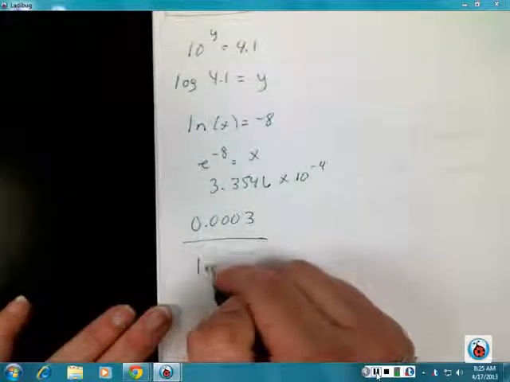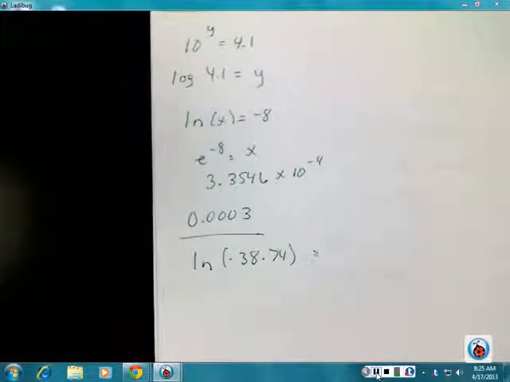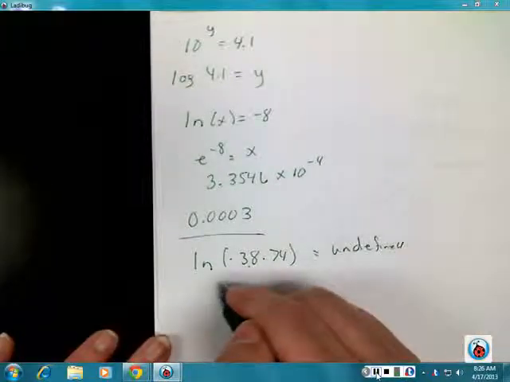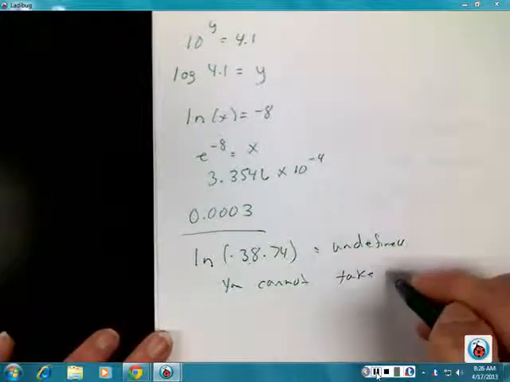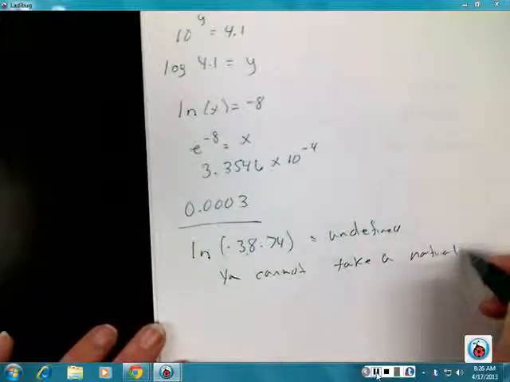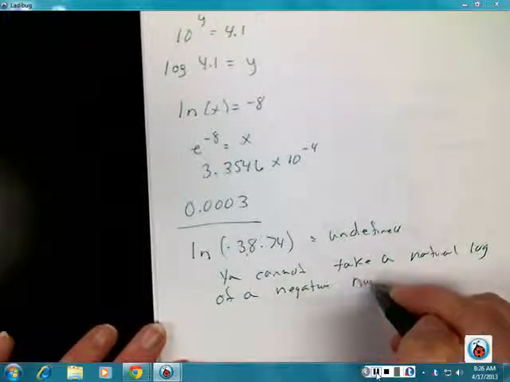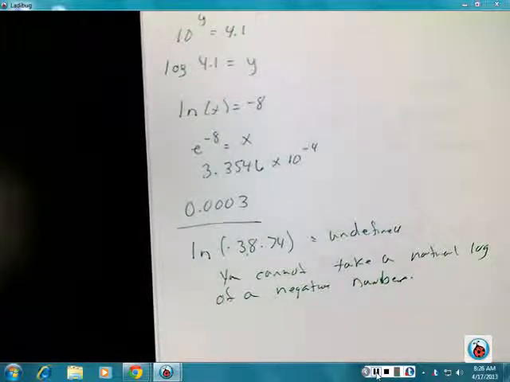How about ln of negative 38.74? What's that one going to end up equaling? Put that on your calculator and you get an error. So this is one of those undefined. Like logs, you cannot take a natural log of a negative number. So that does kind of pop up there once in a while. So you do run across those when you're working with them.